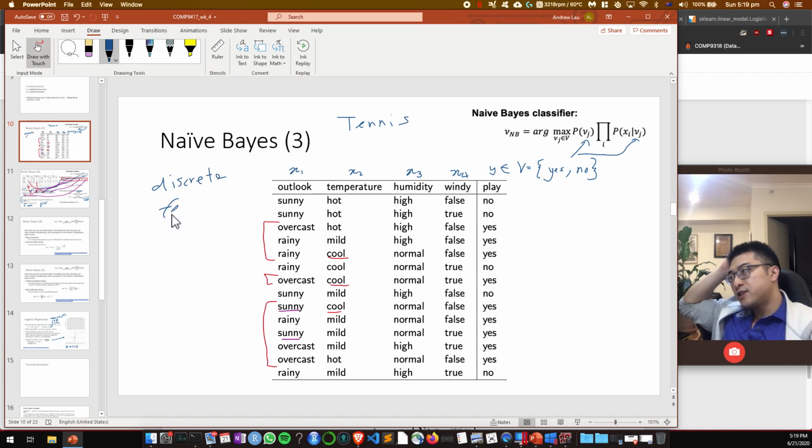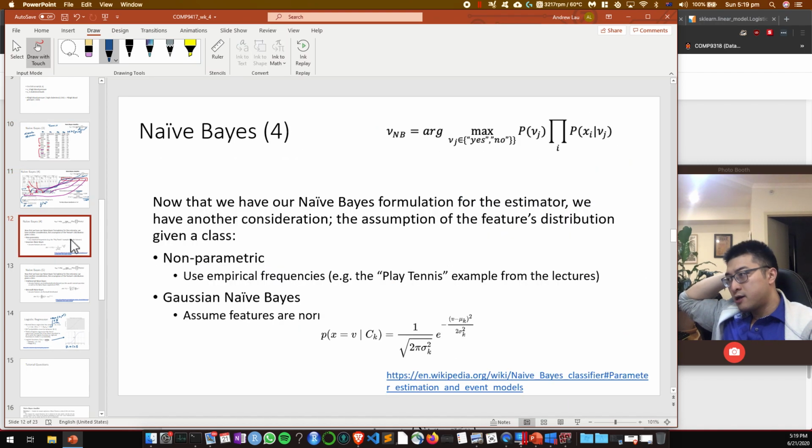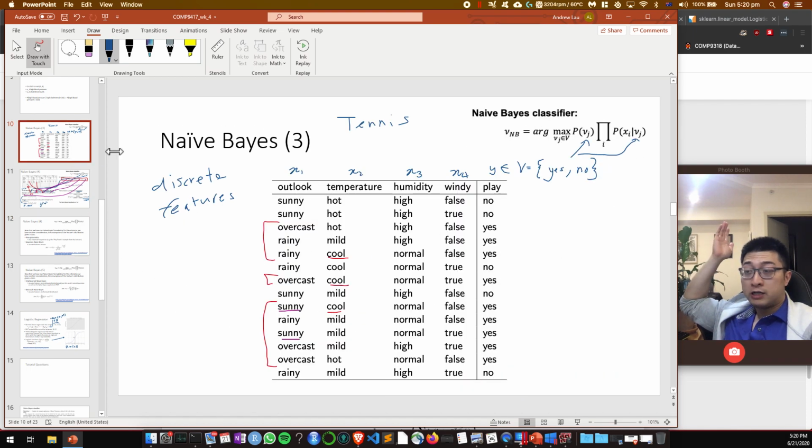These are all discrete features. It's either sunny or cloudy, categorical. These are categorical discrete features, only a limited, finite number of levels. That may raise a question, right? Hold on. What happens if one of the features is real?